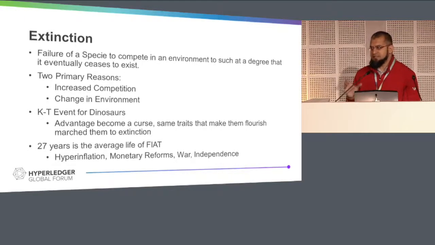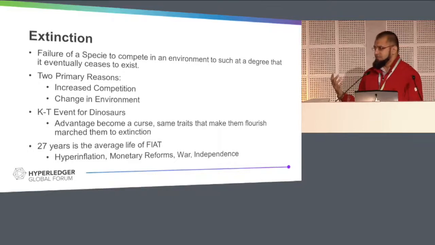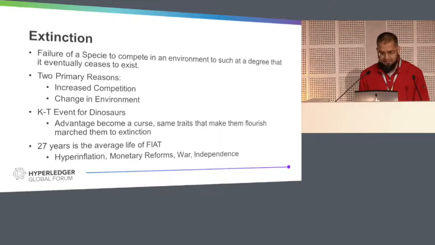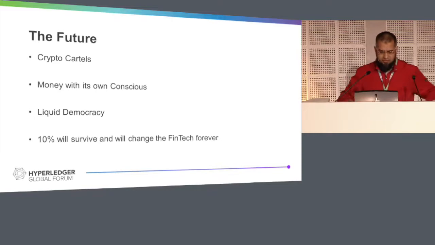The average life of a fiat currency is 27 years. Mainly they go extinct because of war, independence, new countries, monetary reforms, and hyperinflation. We have the cases of Venezuela, Zimbabwe, Greece recently, and the India demonetization note as well. So where are we going with all of those things? These are what I'm thinking.